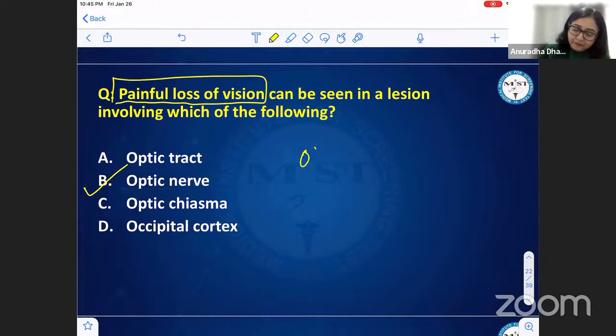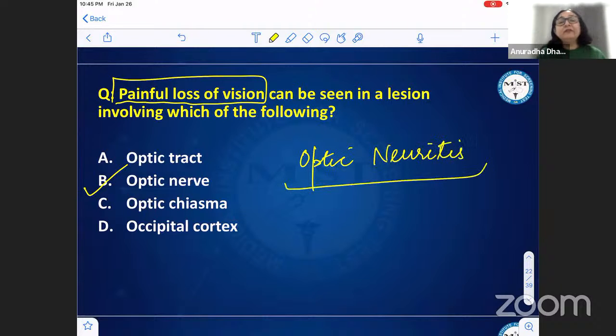For example, optic neuritis. We know the inflammatory lesions of optic nerve present with loss of vision along with pain, which is usually worsened by ocular movements. Because the optic nerve is inflamed, the sheaths around the optic nerve are inflamed, and when the eyeball moves, because of the inflammatory process, there is a sensation of pain. Okay, so optic neuritis is a condition where you will see painful loss of vision. The lesions of tract, chiasma, or cortex are not going to cause pain.